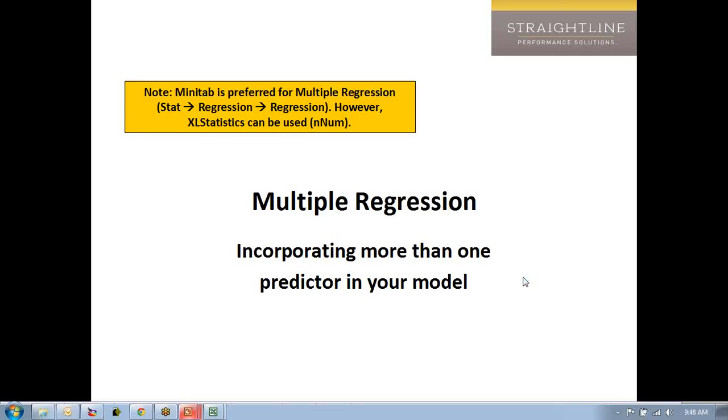Hi, this is a supplement for the Executive Black Belt class on multiple regression. And what we want to do in multiple regression is talk about a couple of things.